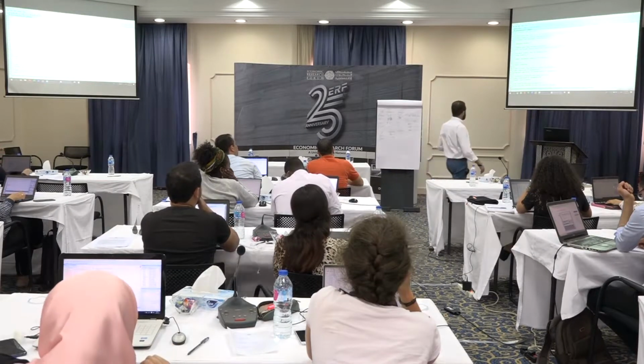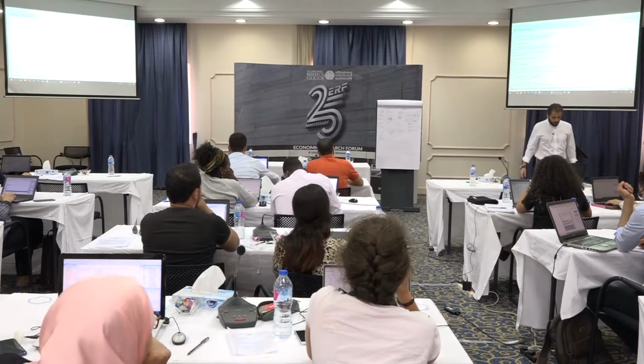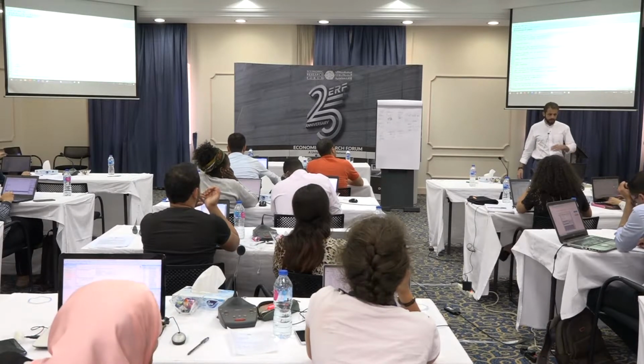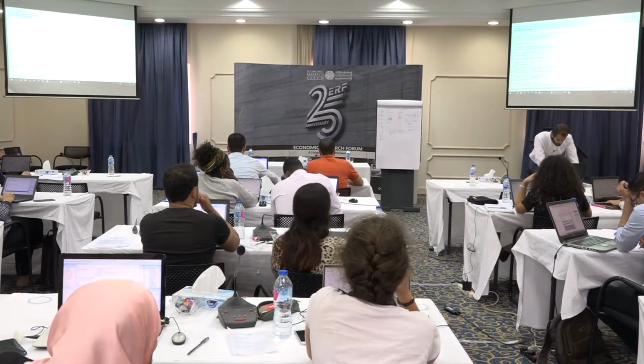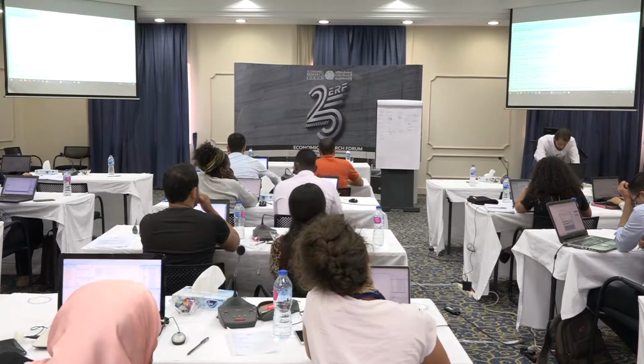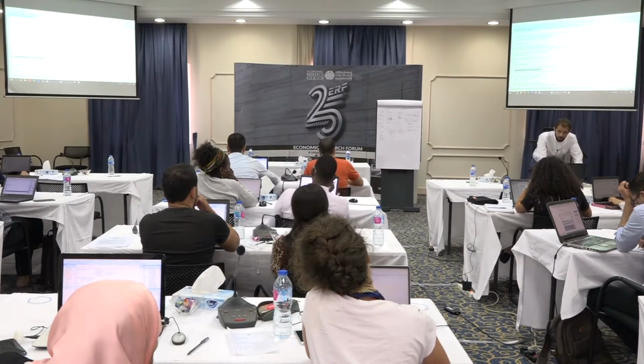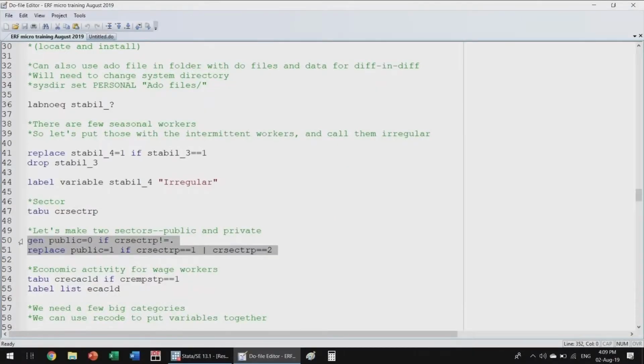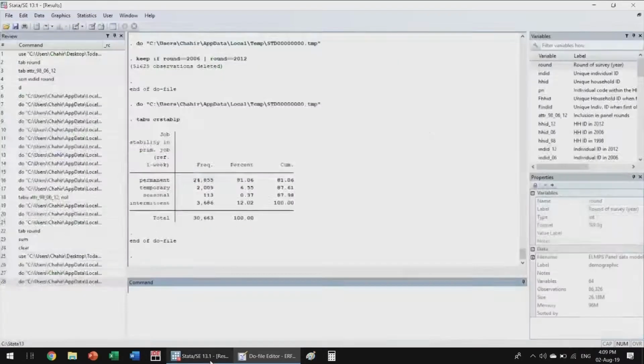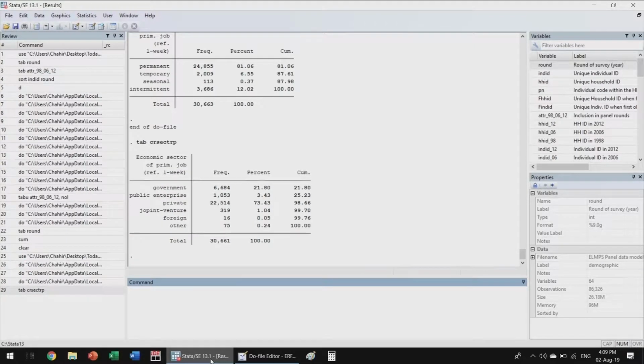So the first one is to create the 2 sectors, public and private. I will generate a new variable called public that takes the value of 0, and replace public equal 1 if the current sector where the individual is working is equal 1 or 2. So what's this variable first, just to know what does it include? So tab. As you can see here, we have government, public enterprise, private, joint venture, foreign, and other.